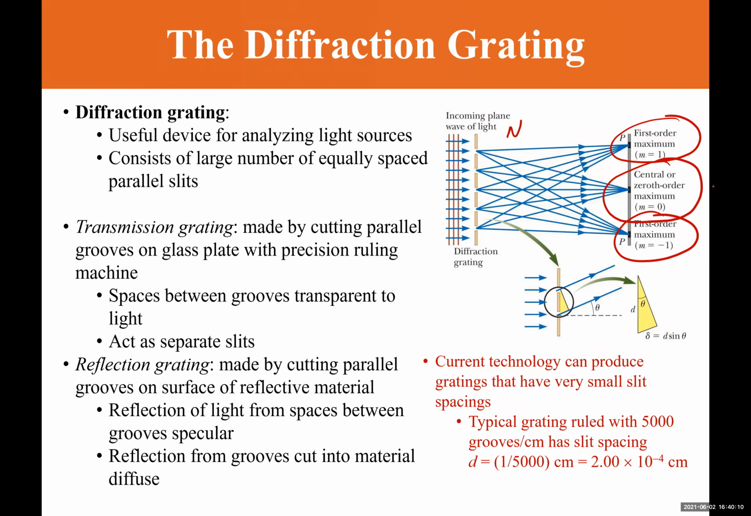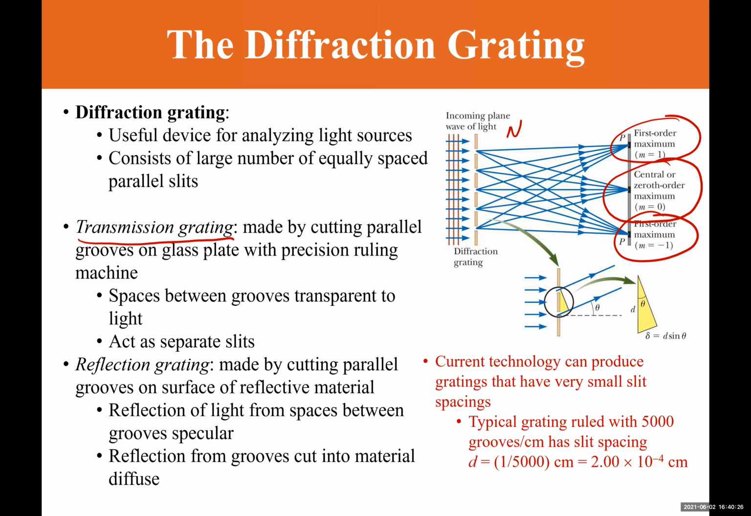So what we can do here is go back and look at the maxima as we did for the double slit. You have a transmission grating, made by cutting parallel grooves on a glass plate with a precision ruling machine.